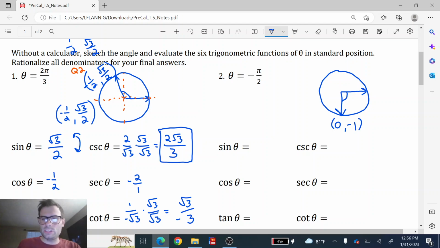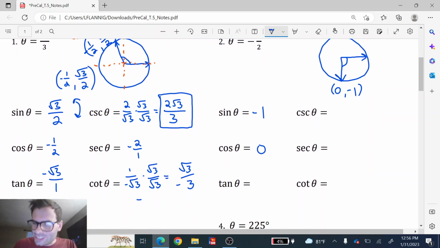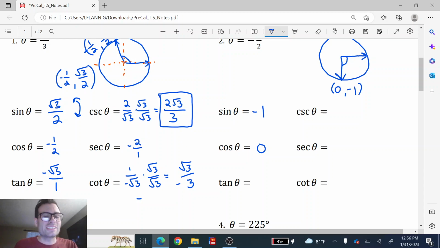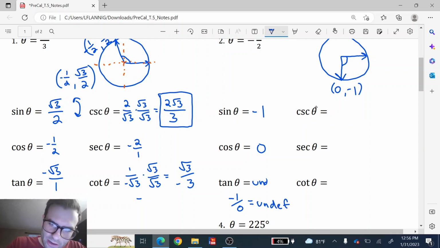Remember, sine is just whatever our y value is. So that is negative 1. While cosine is whatever the x value is, or 0. Tangent, a little weird, because it's sine over cosine. So you would think negative 1 divided by 0. But when you try to divide something by 0 in your calculator, it gives you an error. This is undefined. There is no tangent. So this is undefined.